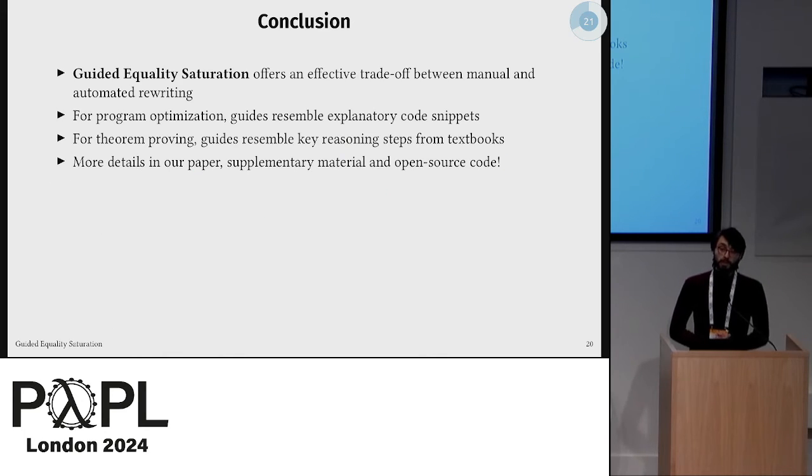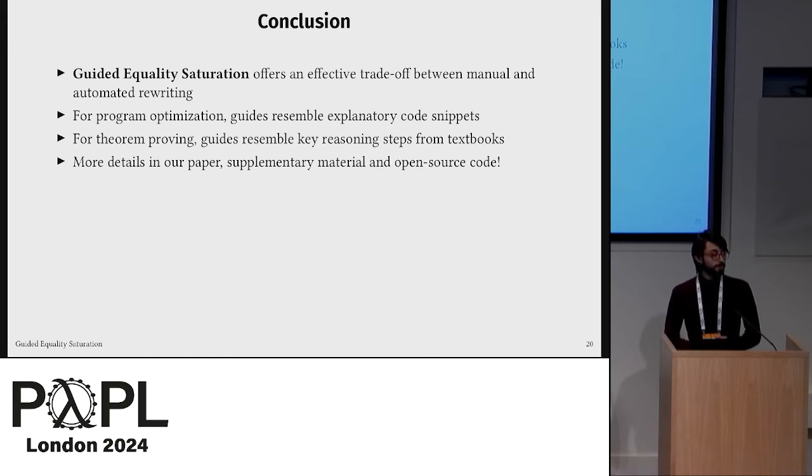To conclude, guided equality saturation offers an effective trade-off between manual and automated rewriting. For program optimization, it enables expressing optimizations with guides that resemble explanatory code snippets. So something you might do when you're writing a paper and you're trying to explain your optimization to other people. And for theorem proving, the guides resemble the key reasoning steps that you might find in some textbooks.